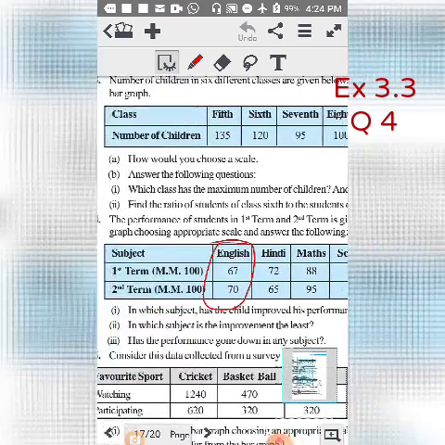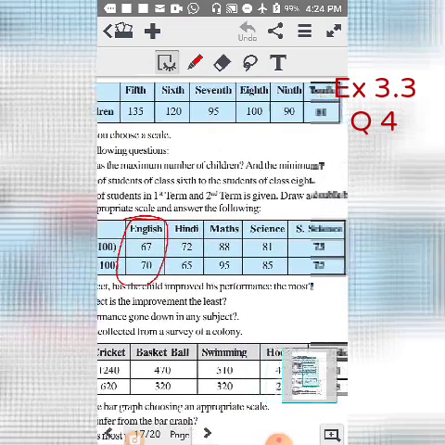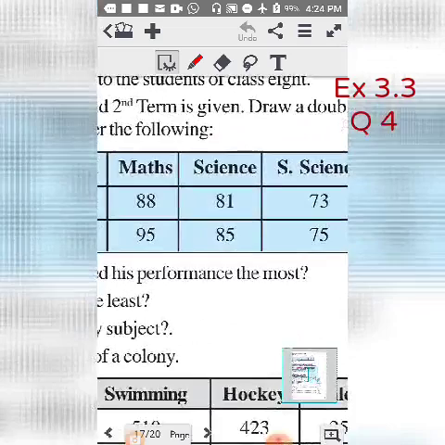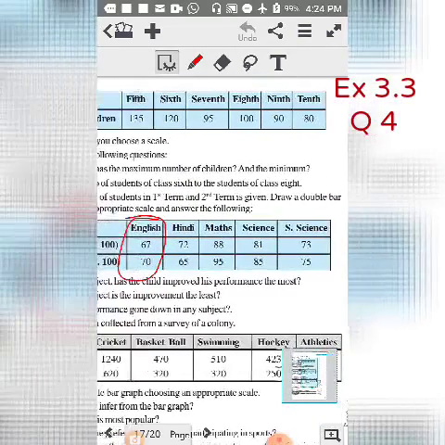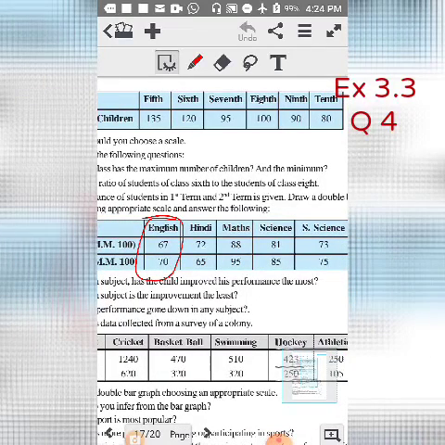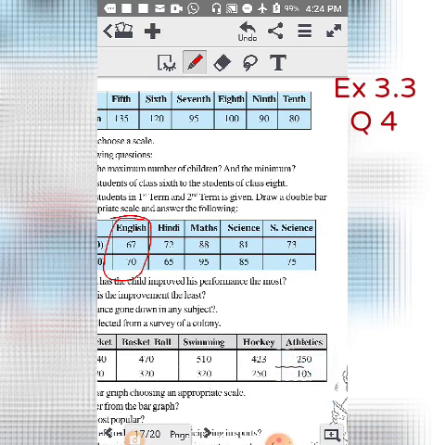In which subject has he improved, you can write, but you have to tell in which subject he has improved his performance the most, in which subject he scored more marks in the second unit compared to the first unit. So in maths the difference is 88 to 95, a difference of 7 marks. Then in science the difference is 4 marks, 81 to 85. Social studies difference is 3 marks.